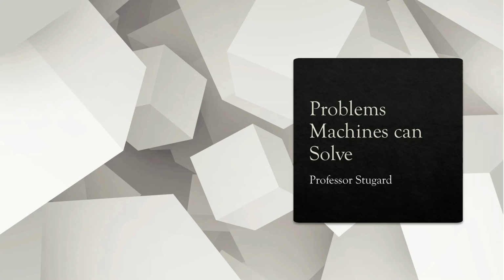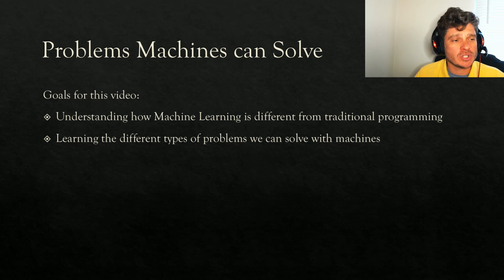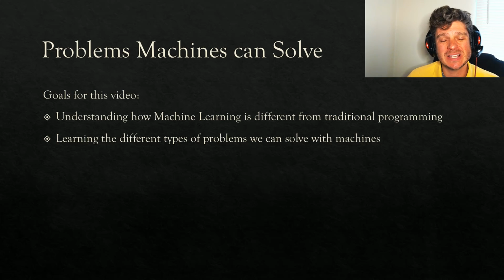Hi, this is Professor Stugard, and in this video we're going to talk about the different kinds of problems that machines can solve. So in this video we're just going to talk briefly about how machine learning is a little bit different than your traditional type of programming, and then we're going to talk about the three main types of problems that we solve with machine learning.